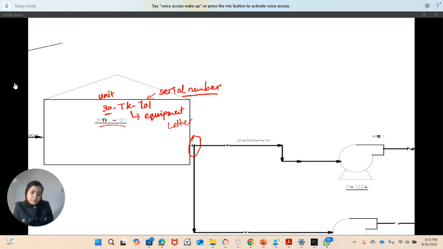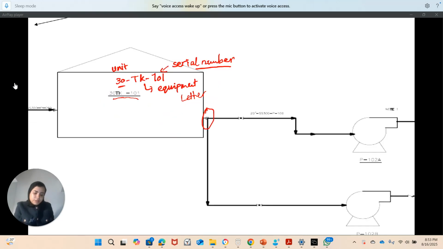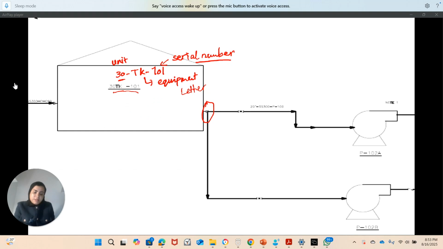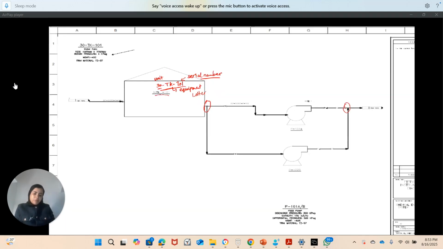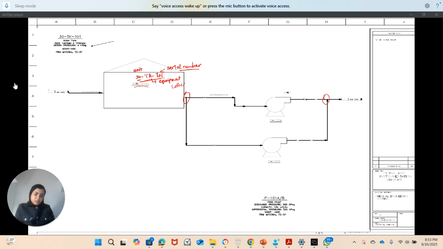So basically here what it means is that the unit where this tank exists is 30. The equipment is a tank, so it is represented as TK, and the serial number, the number of this tank, is 101. If this tank is represented in the process flow diagram as 30 TK 101, then when you transfer it to a P&ID, it should be represented with the same tag. So this is what I wanted to mention before I move to P&IDs.